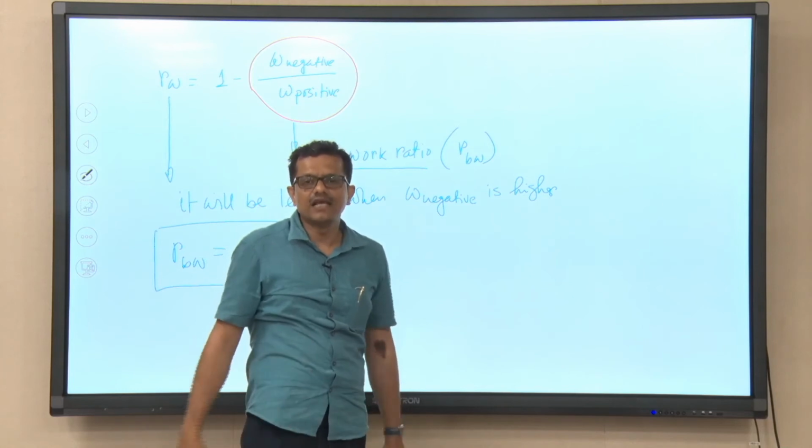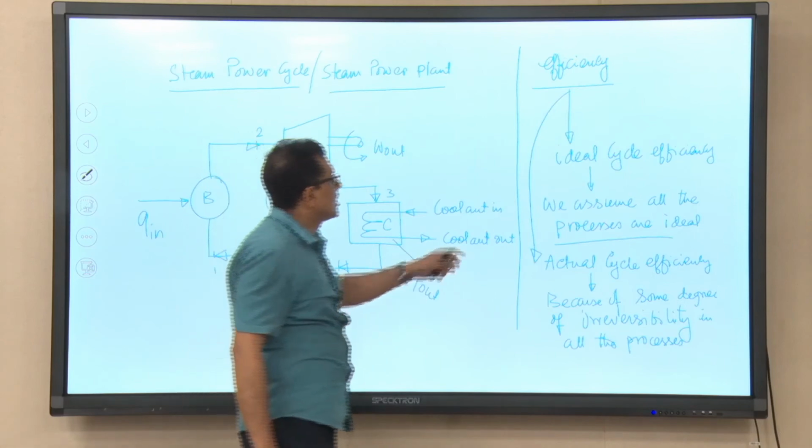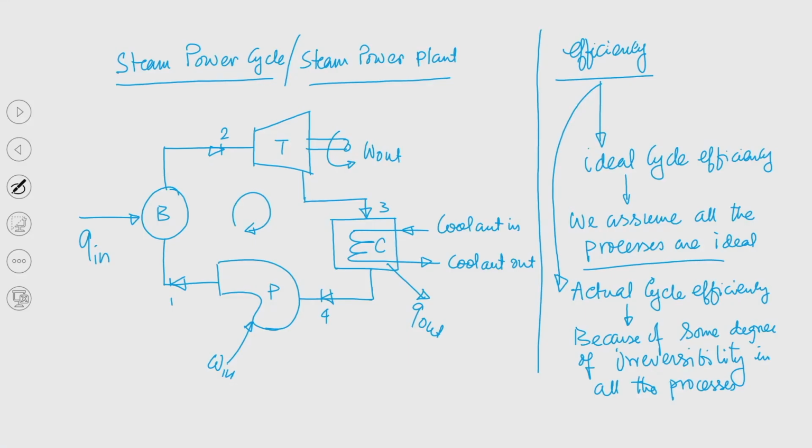If that is the case, now you can understand that when we talked about ideal cycle efficiency and actual cycle efficiency, when we defined ideal cycle efficiency, we did not take into account the degree of irreversibility. If we consider the degree of irreversibility, then the actual cycle efficiency comes in. And depending on the degree of irreversibility, the actual cycle efficiency will vary.